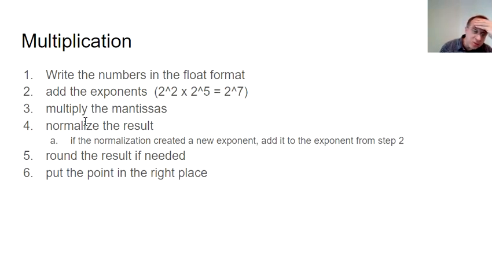And then you still need to multiply the mantissas. So we multiply the mantissas. Then we're going to normalize the result, which is moving the decimal place. If the normalization creates a new exponent, then we're going to have to add that to our 7, to whatever we got in step 2.